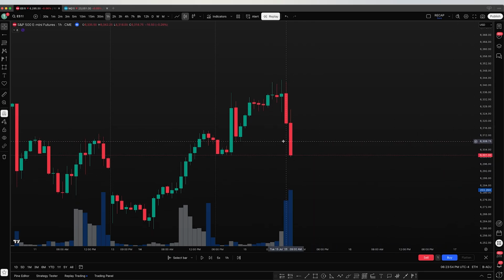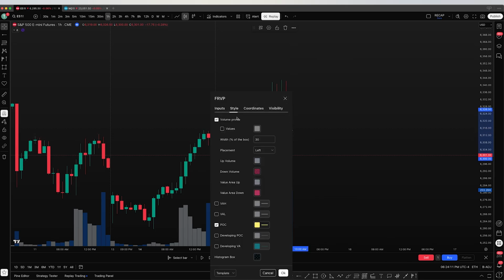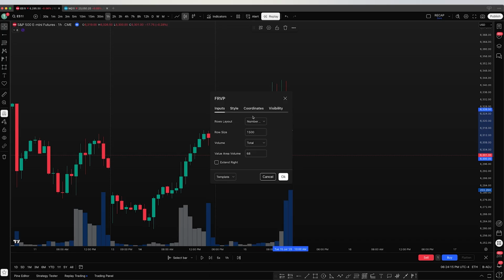Basically, I'm looking at where the highest volume candle is in this case. We have these two large down candles, and this candle right here is very high sell volume. If I mark the volume profile of just this candle, you can see this yellow line represents the point of control. I only have the point of control enabled, and here are the other settings if you want to take a look.